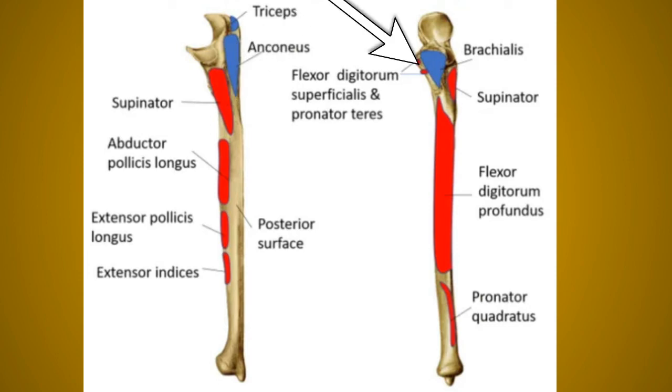The ulnar head of the flexor digitorum superficialis arises from a tubercle at the upper end of the medial margin of the coronoid process. The ulnar head of the pronator teres arises from the medial margin of the coronoid process.